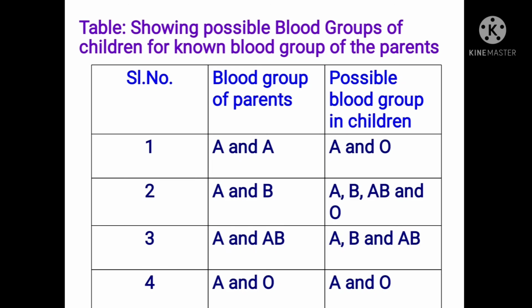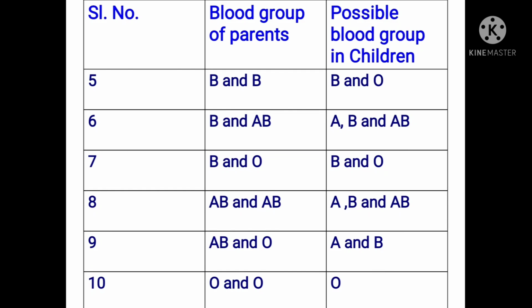Blood group of parents A and A, possible blood group in children A and O. Blood group of parents A and B, possible blood group in children A, B, AB and O. Blood group of parents A and AB, possible blood group in children A, B and AB. Blood group of parents A and O, possible blood group in children A and O. Blood group of parents B and B, possible blood group in children B and O.